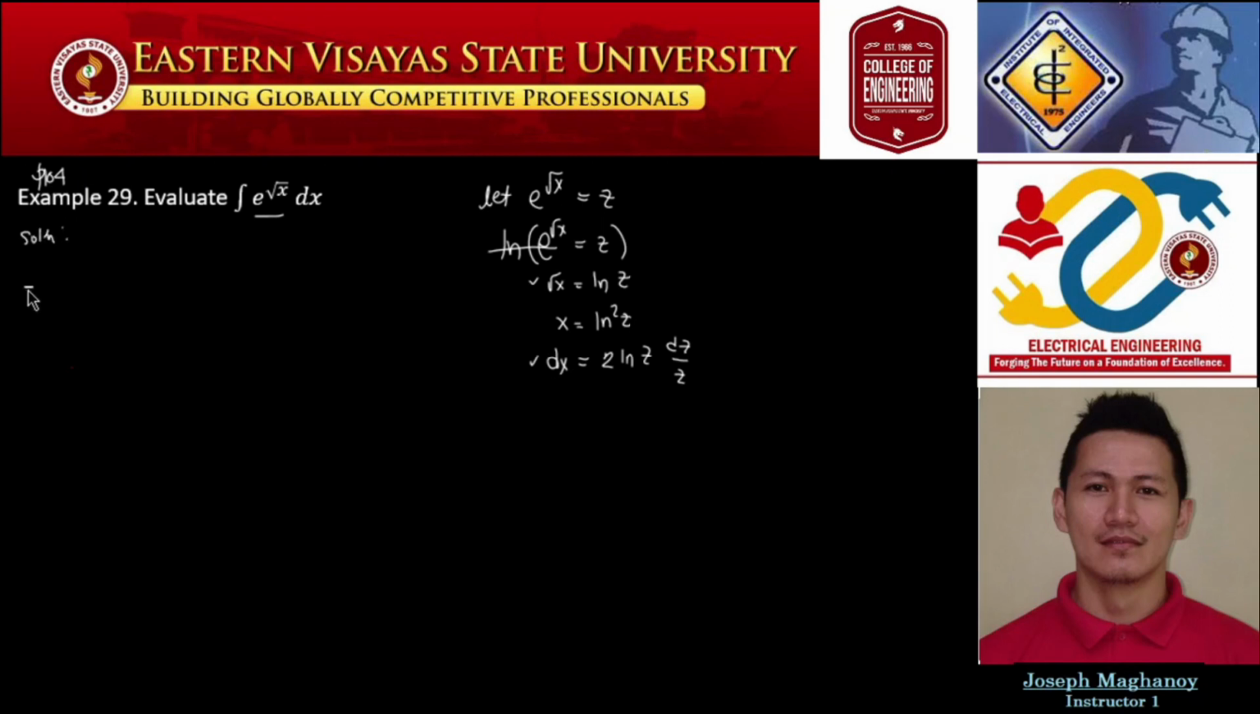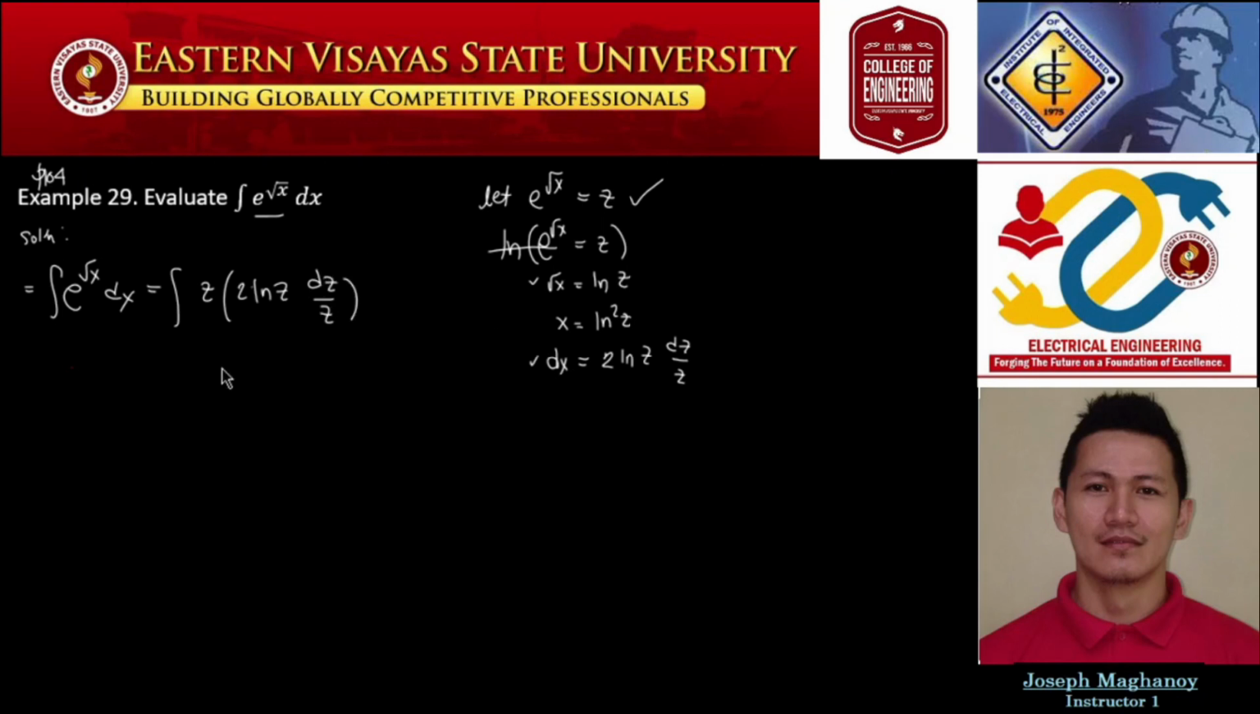So the solution is equal to the integral of e raised to square root of x dx. We replace our e raised to square root of x with our new variable z. So what's next? dx. What is your dx? That is 2 ln z dz over z.